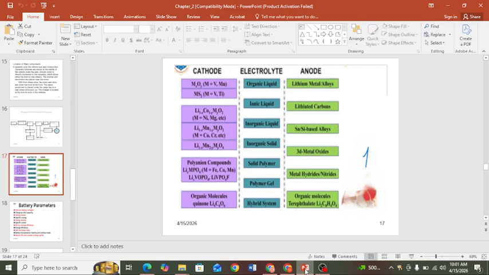The organic molecules, quinones, are used in hybrid systems, such as electrical systems or CNG plus petrol type hybrid systems, or petrol plus electrical hybrid systems. These use different kinds of cathode and anode materials, which is helpful for different purposes.